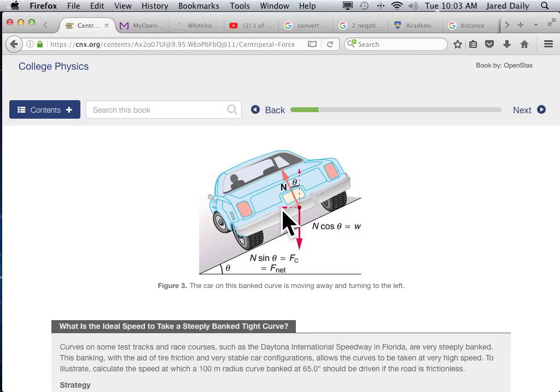The frictional force is still pointing this way. Your car wants to slide up this way, so friction points parallel to the surface this way. And only part of it is used to turn you towards the center of the circle. So you have two forces that contribute to your centripetal force: your normal force, and part of the friction force, but not all of the friction force. So it's an advantage because you don't have to have as much friction force. The normal force does part of the job.